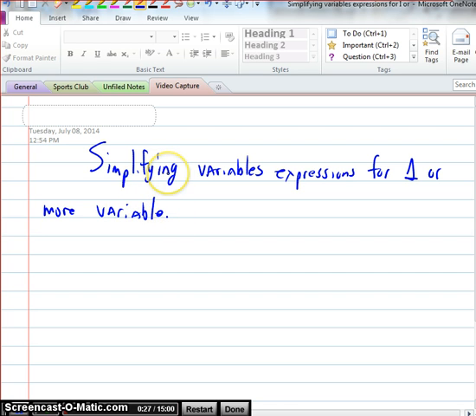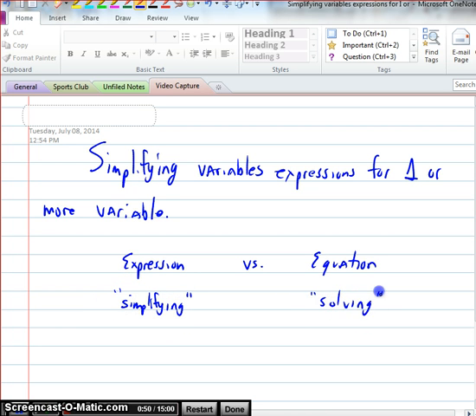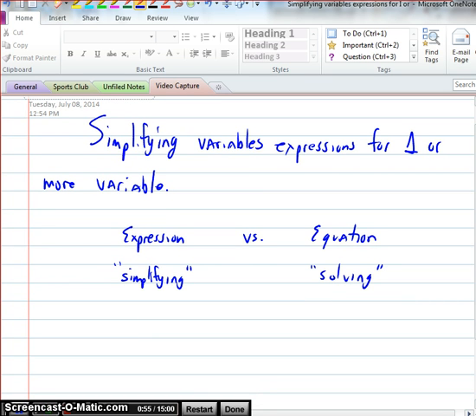Alright, this leads us to the invariable question. What is the difference between an expression versus an equation? And the big difference is that in an expression we are simplifying. In an equation we're solving. So in an equation we're actually finding a value for x or y or whatever the variable is that actually answers the equation, as opposed to an expression where a lot of time you just bring it to its most simplest form.